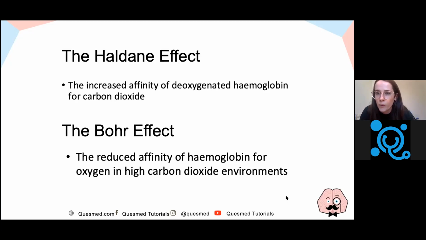What are carbamino compounds? So carbamino compounds are where carbon dioxide is bound to amino, which basically means protein. So it's the binding of carbon dioxide to a protein. Often that would be hemoglobin, but it can be other proteins as well. Okay. Is everyone happy with that? Okay. Moving swiftly on.